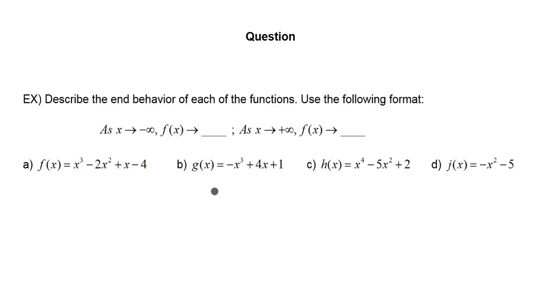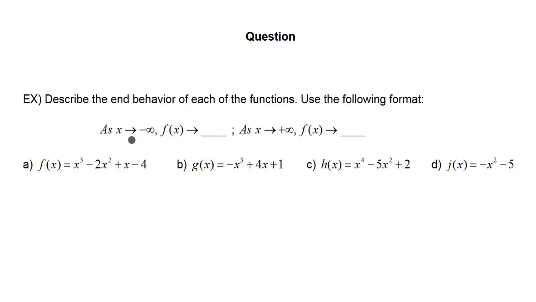In this question, we're asked to describe the end behavior of each of these polynomial functions. And to do that, we're going to use this format right here. It reads, as x approaches negative infinity, f of x is approaching what? And we need to fill in this blank right here with something. And usually it's going to be either negative infinity or positive infinity in our cases here.